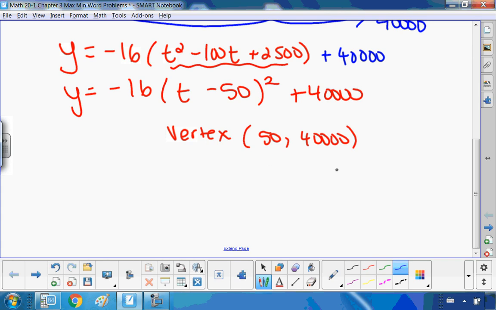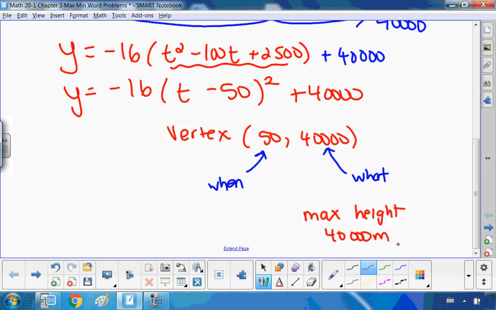So in terms of your vertex, remember, this is what your max or min is. This is when your max or min occurs. So in this example, I have a maximum height, and that maximum height is of 40,000 meters. And when does that maximum height occur? It occurs after 50 seconds.